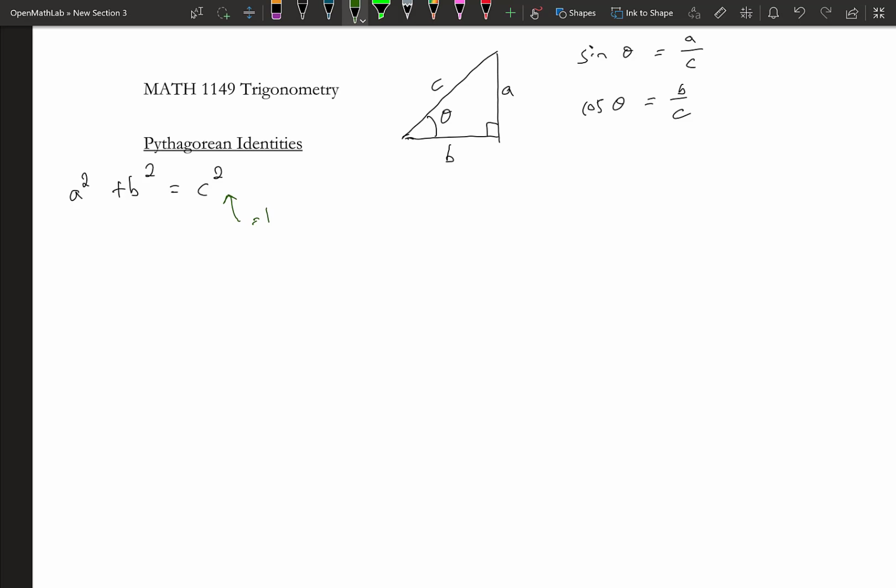So how could I make c squared equal to 1? Well, the easiest way is just to divide by c squared. So what I could do is divide both sides by c squared. So what I would have is a squared divided by c squared plus b squared divided by c squared equals, so c squared divided by c squared is 1. So we landed at what we wanted.